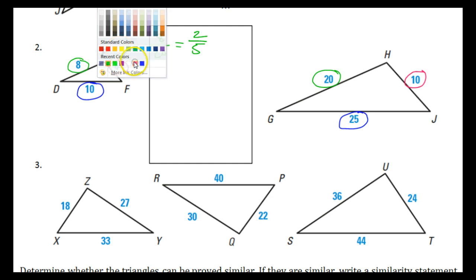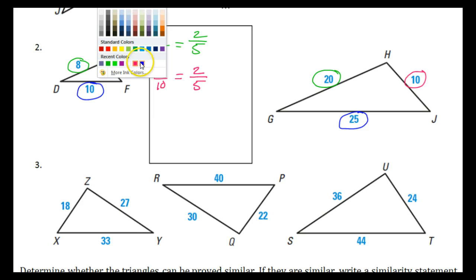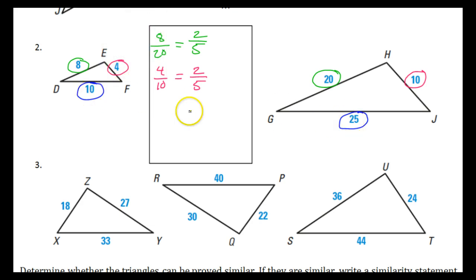Now let's do the pinks. That would be 4 over 10. Divide those by 2, and that's definitely 2/5. So far, so good. Now let's do the blues. That would be 10 over 25. Divide these both by 5, and guess what you have? 2/5. So these are clearly proportional. So that means these two triangles are similar.